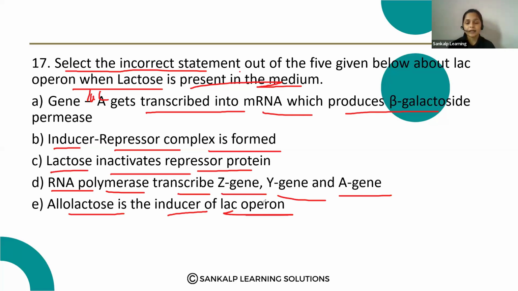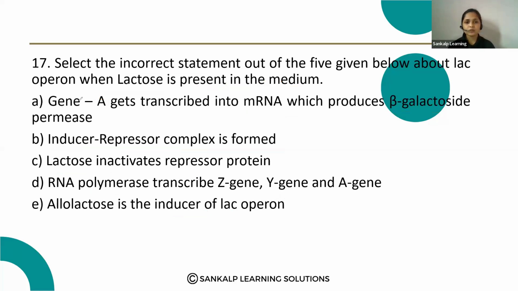This question is related to the lac operon. You must understand the lac operon correctly. When the lactose is present in the medium, and when the lactose is absent in the medium, you should know what happens in both conditions. Here, which is the incorrect statement? The lac A gets transcribed into mRNA, which produces the beta galactosidase and the permease. So that is the wrong statement. Lac A is transcribed into mRNA, which produces only transacetylase, not the permease. So that is the correct answer.